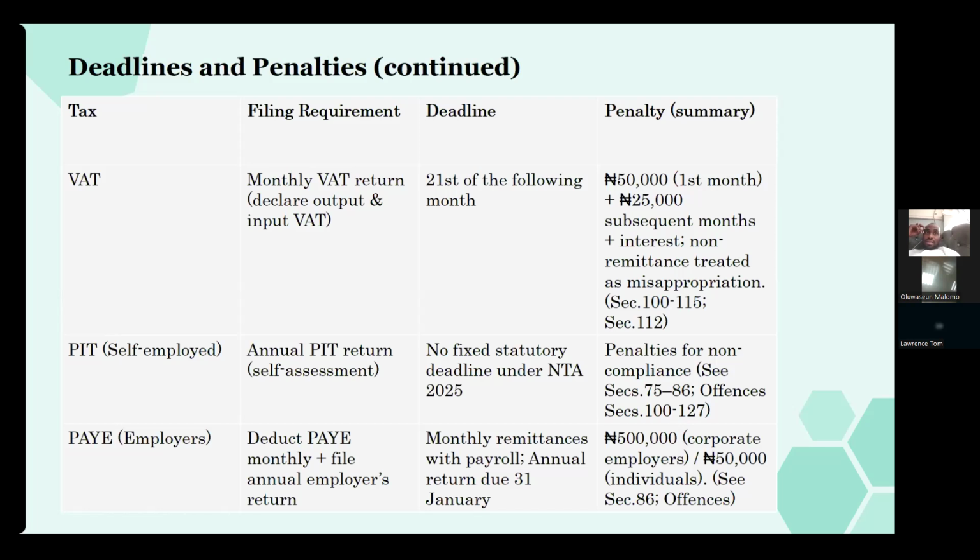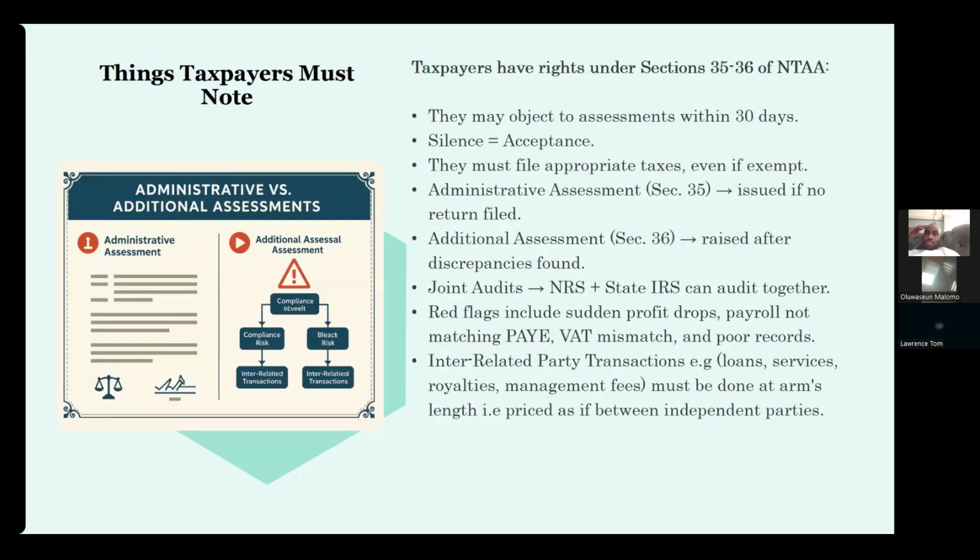Okay? All right. So that is it for some; we have other penalties and fines. I'm just bringing out the most important ones as they pertain to business owners and the running of the business. Okay.